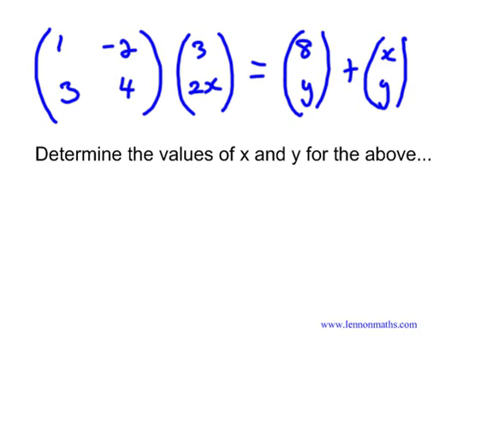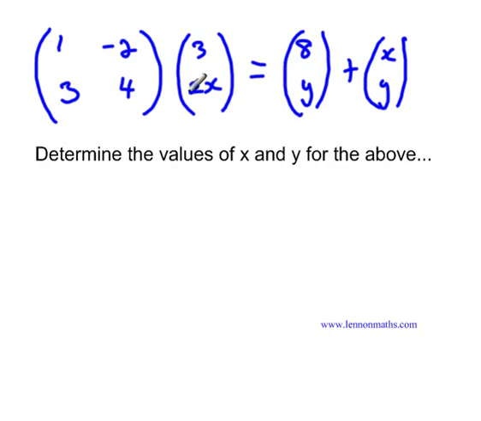So what we're looking at is finding the values of x and c for the matrix equation we have here. If we look at this by examination, we recognize we're multiplying the two matrices on the left hand side of the equation, and we're adding the two matrices on the right hand side. In the equation, we have an equal sign, a left hand side, and to the right of the equal sign, a right hand side.